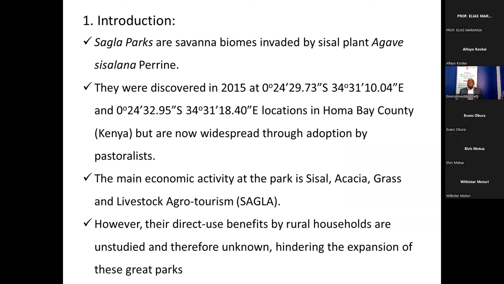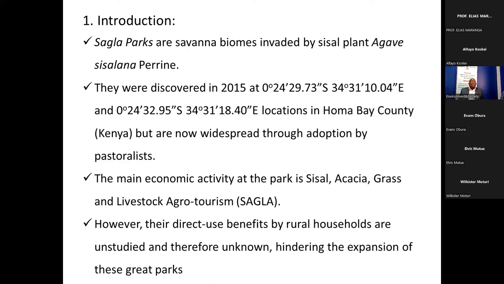And the gap was, the stakeholders actually did not know to what extent this ecosystem is important to the rural communities. So that knowledge gap is what we are filling in this study, to inform the stakeholders across the board on the net economic direct use benefits of these ecosystems to the rural households. So there was a gap we were filling.